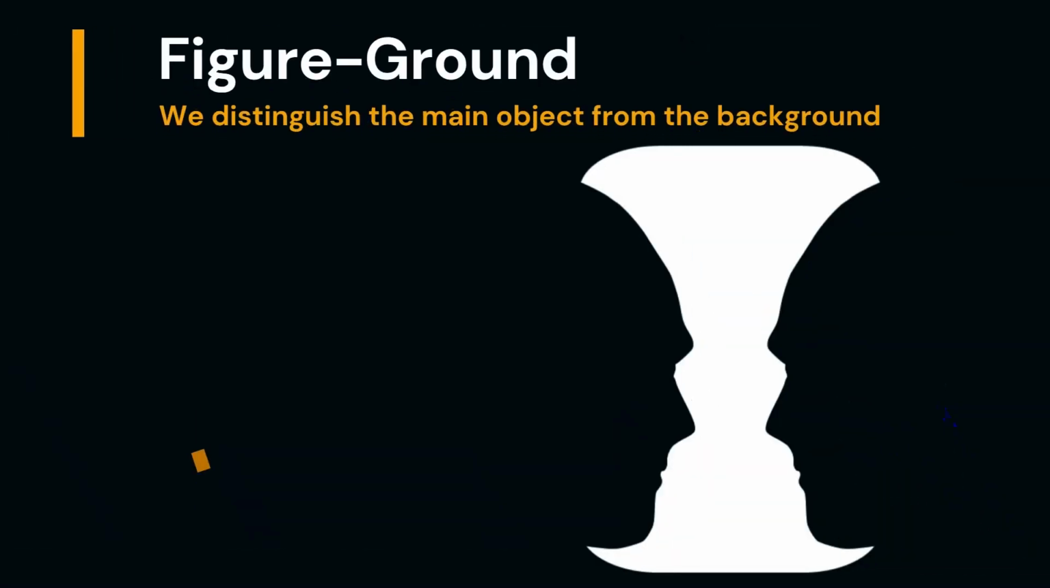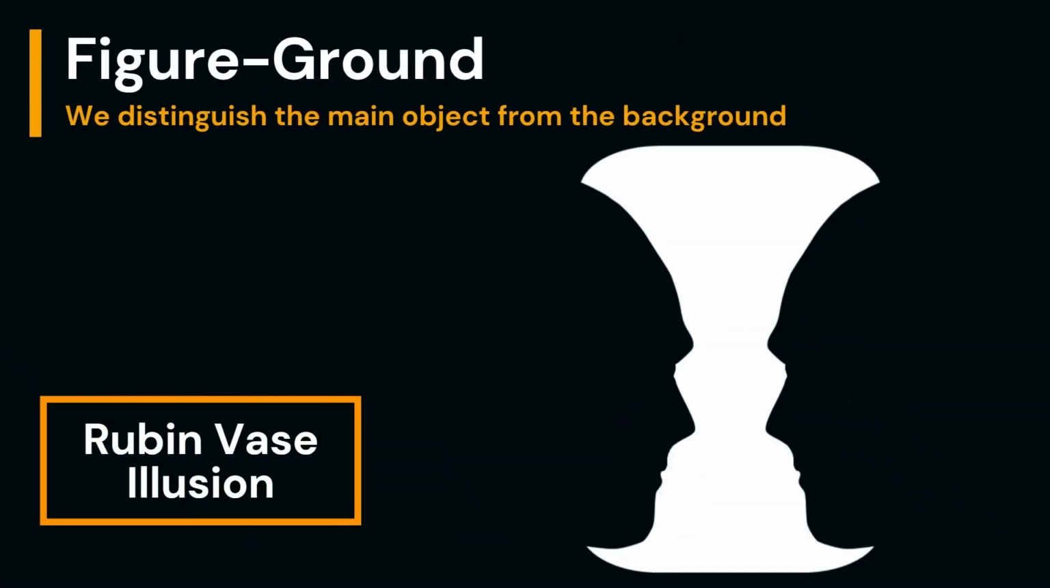This illusion is a prime example of the Gestalt principle of figure ground. What did you see first, the vase or the faces? Well, your brain switches between seeing the vase as the main object against a dark background and perceiving the dark faces as the figure against a white background. This illusion highlights how our brains distinguish between the main object and its surrounding space, demonstrating the figure ground principle.